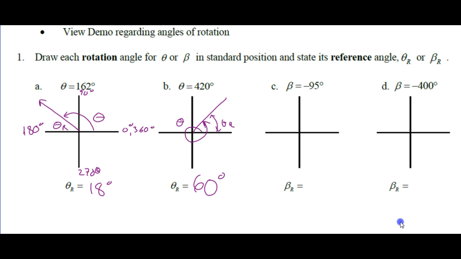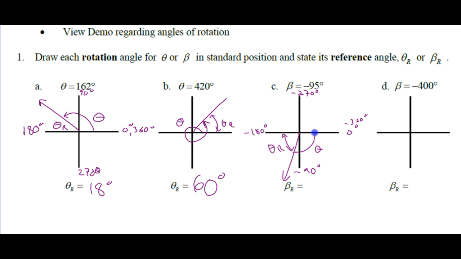Beta is negative 95 degrees. Which way do we rotate? We rotate in a clockwise direction. This will be negative 90. So again, this is 0. If I'm going negative, that's negative 90, negative 180, negative 270, and negative 360. Okay, so that's negative 90. I want to go a little past that. So this is theta. This is my reference angle, theta r. So I just say, how much further do I have to go to get to 180 or negative 180?